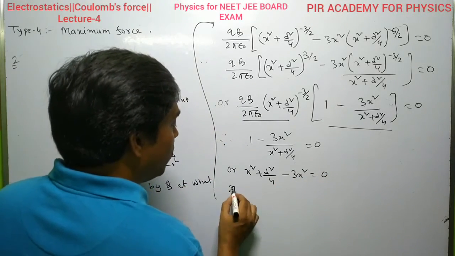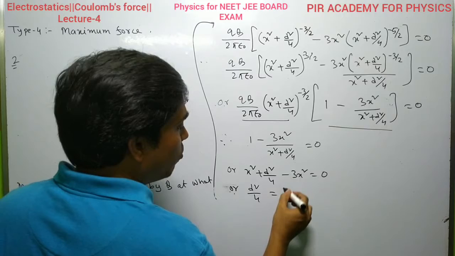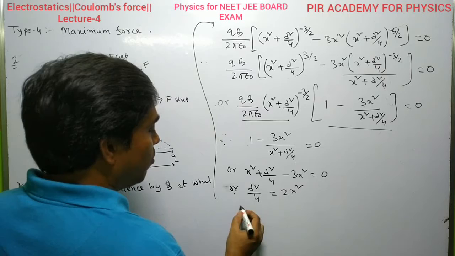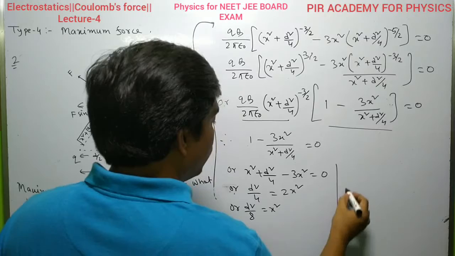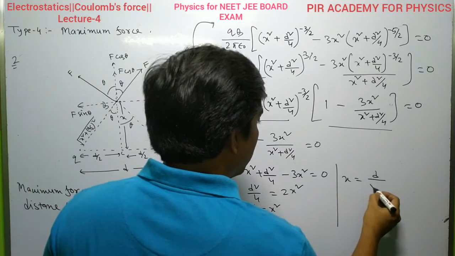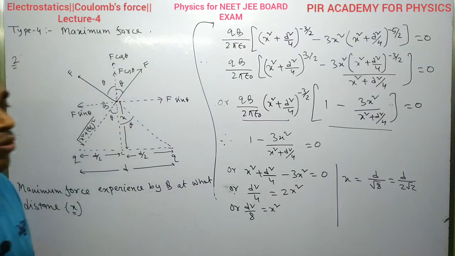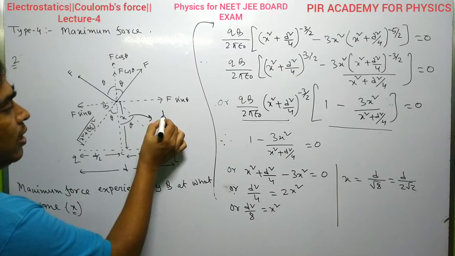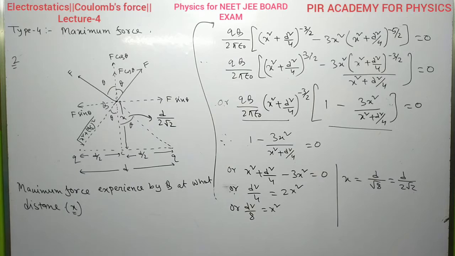So it will be d square by 4 equals to 2x square. So it will be d square by 8 equals to x square. So x will be d by root 8, so it will be d by 2 root 2. So the condition is x must be d by 2 root 2. When this distance will be d by 2 root 2, then this charge will get maximum force.